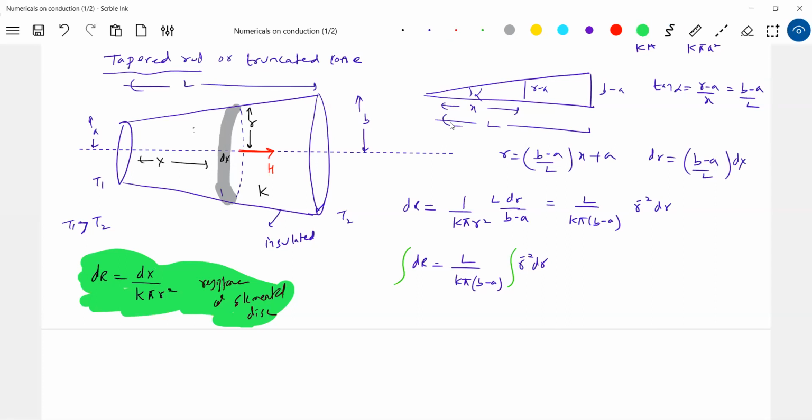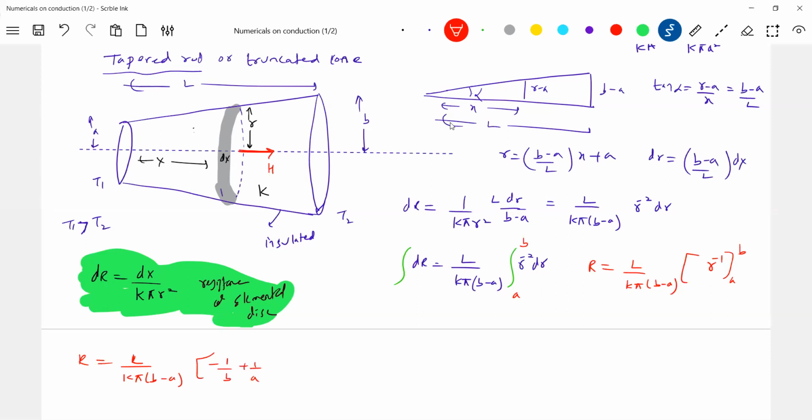Whatever the limits are here: at the left-hand end the radius is A, and at the right-hand end the radius is B. Therefore the limits will be A to B. So R is equal to L by K pi B minus A, times R to the power of minus 1 over minus 1, from A to B. Minus 2 plus 1 is minus 1. This gives minus 1 by B plus 1 by A.